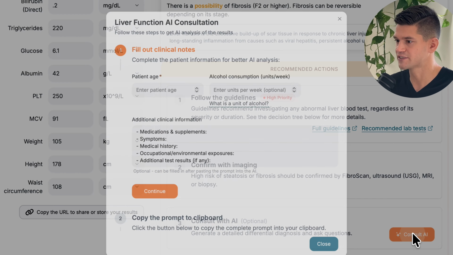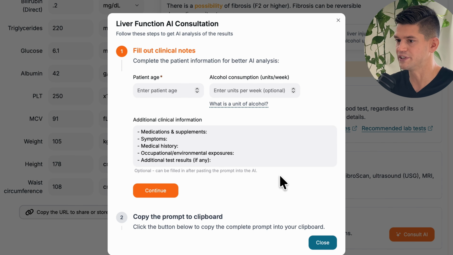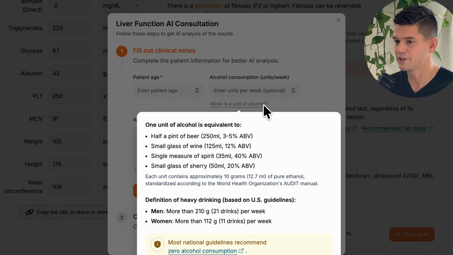You can actually discuss all these interpretations with an AI. All you need to do is enter a few extra details. Things like patient age, self-reported alcohol intake, medication, symptoms, medical history, etc. These are all basic questions any liver specialist would ask. Since alcohol intake is measured in standard drinks, I have added a quick reference right here. For example, 1 small beer equals to 1 unit of alcohol and so on.